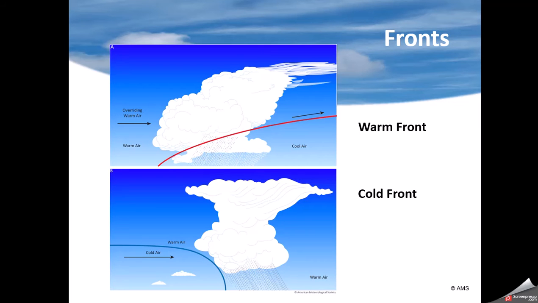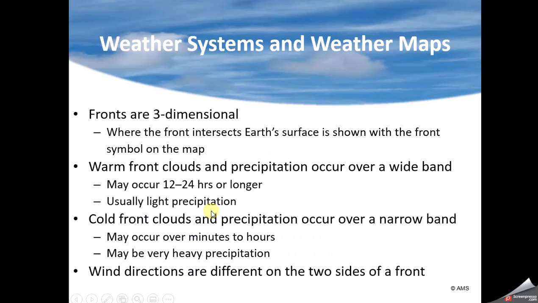Then we have fronts that separate these air masses, warm fronts and cold fronts. Basically all that means is if you have a warm front, warm air is moving into your area, and it's going to be warmer when that front passes you. If you have a cold front, it's going to get colder when that front passes you. Weather is three-dimensional, and as you can see here on these pictures, these are three-dimensional drawings. They're not one-dimensional. So that's another aspect.